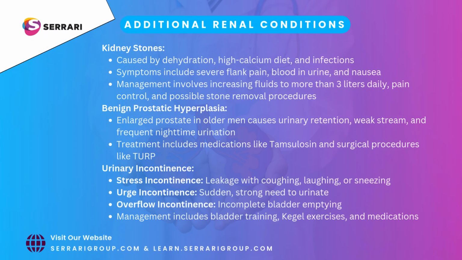Additional renal conditions. Kidney stones, caused by dehydration, high calcium diet, and infections. Symptoms include severe flank pain, blood in urine, and nausea. Management involves increasing fluids to more than 3 liters daily, pain control, and possible stone removal procedures. Benign prostatic hyperplasia. Enlarged prostate in older men causes urinary retention, weak stream, and frequent nighttime urination. Treatment includes medications like tamsulosin and surgical procedures like TURP.